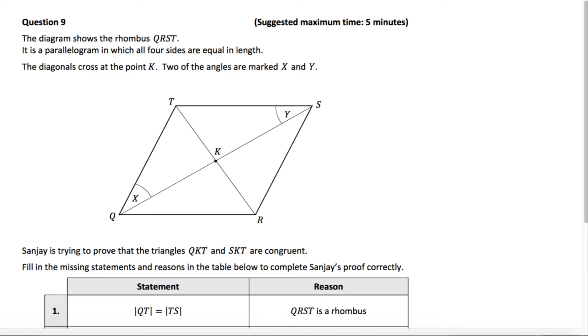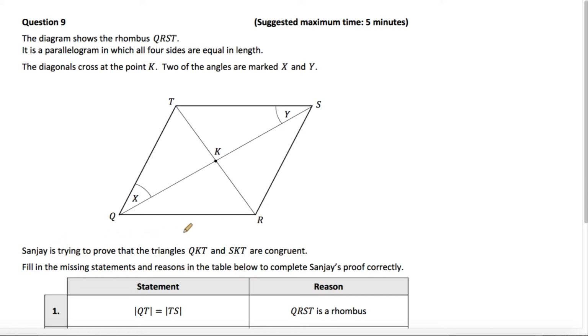So this is the Junior Cert Higher Level 2018 paper 2 and we're looking at question number 9. The diagram shows the rhombus QRST. It is a parallelogram in which all four sides are equal in length. The diagonals cross at the point K and two of the angles are marked X and Y. So again, just check each bit of information corresponds to the diagram as you're reading it or after.